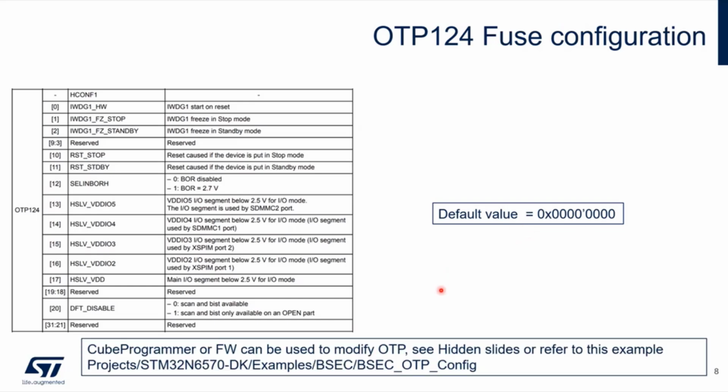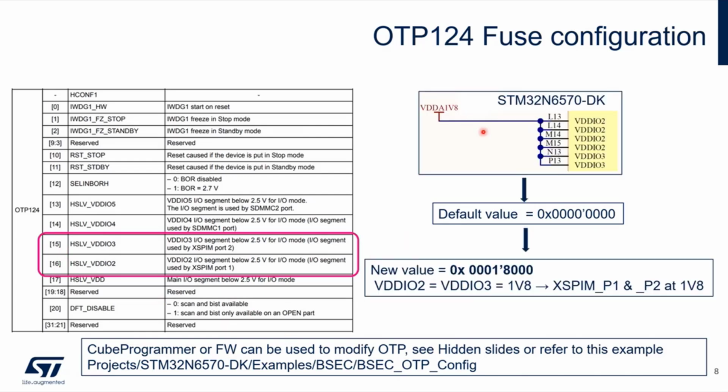Then we can configure the OTP bits both using Cube Programmer or by firmware, and you have a dedicated example within the Cube examples, HAL Cube examples. So we need to configure those 2 bits, bit number 15 and 16, because VDDIO2 and VDDIO3 are supplied by 1.8 volt. So the supply of the external RAM and flash. So we are configuring using, for example, Cube Programmer, and now we can achieve the highest possible data exchange speed on the bus for external memories.